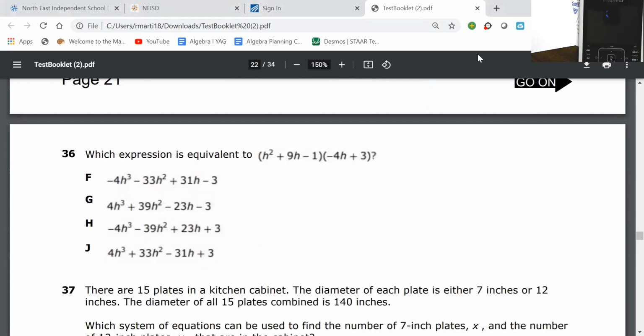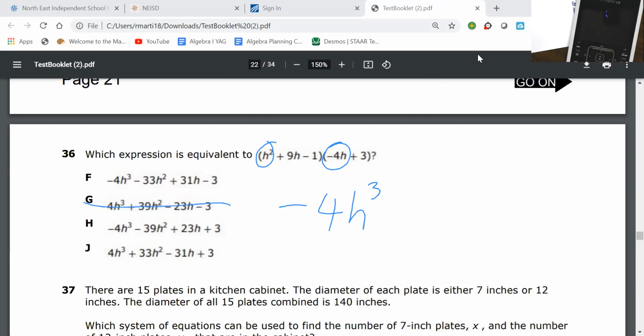And then the last one, here's the way I do this one. First of all, change it all to x if you're going to put it in the calculator. It won't recognize h. What's h squared times negative 4h? It's negative 4h cubed. Look at your answer choices. It's not G or J because they're positive 4h cubed. So it's got to be F or H.